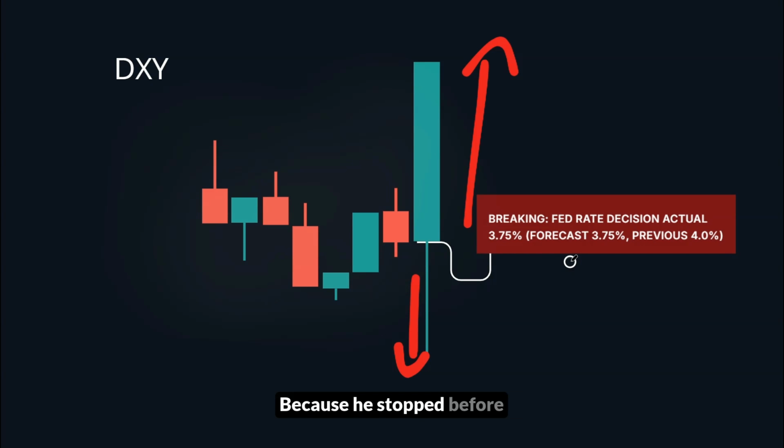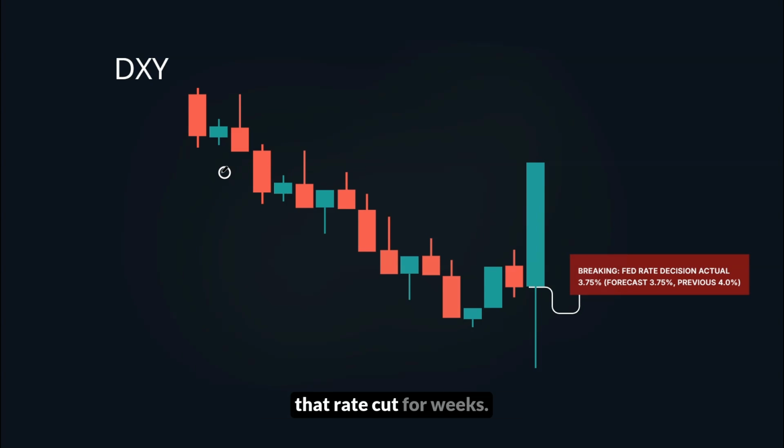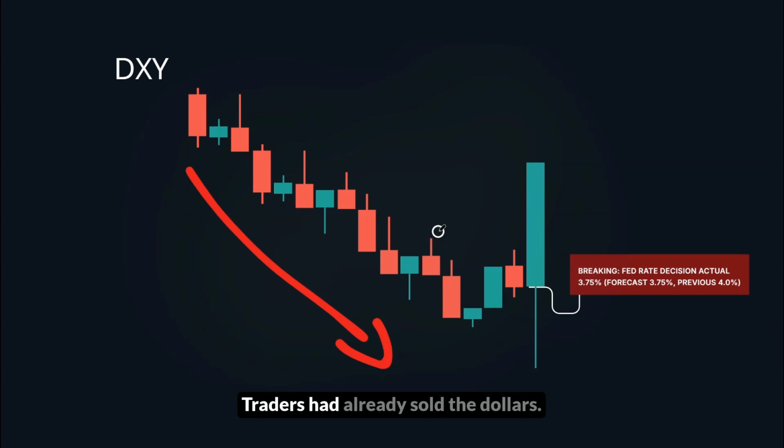Because he stopped before actually the full understanding. Let me get into it. The market had expected the rate cut for weeks. Traders had already sold the dollars. The smart traders, the informed speculators, sold the dollar in advance heading into the interest rate decision. And the probability of that interest rate cut had already been priced in. By the time the interest rate cut happened, it was old news already.